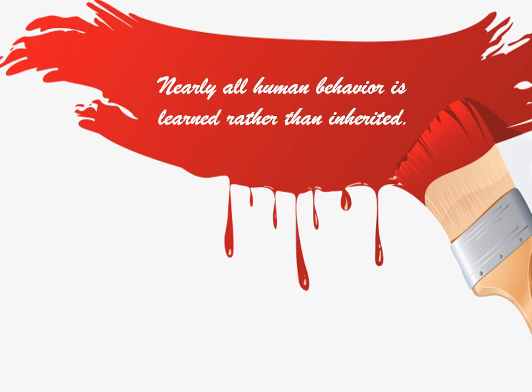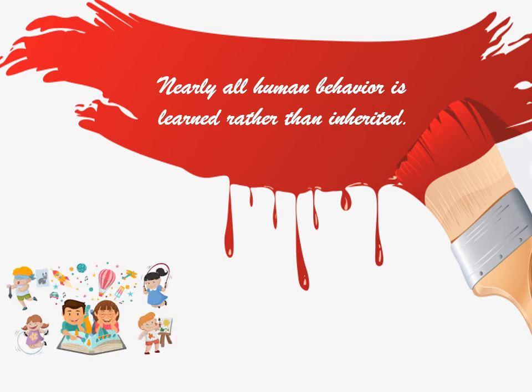Number 6. Nearly all human behavior is learned, rather than inherited. Man is much less a creature of instinct than any other animal. Indeed, the capacity to learn, to substitute flexible thinking for the rigidities of instinct, is a basic measure of intelligence in man, or any other species.